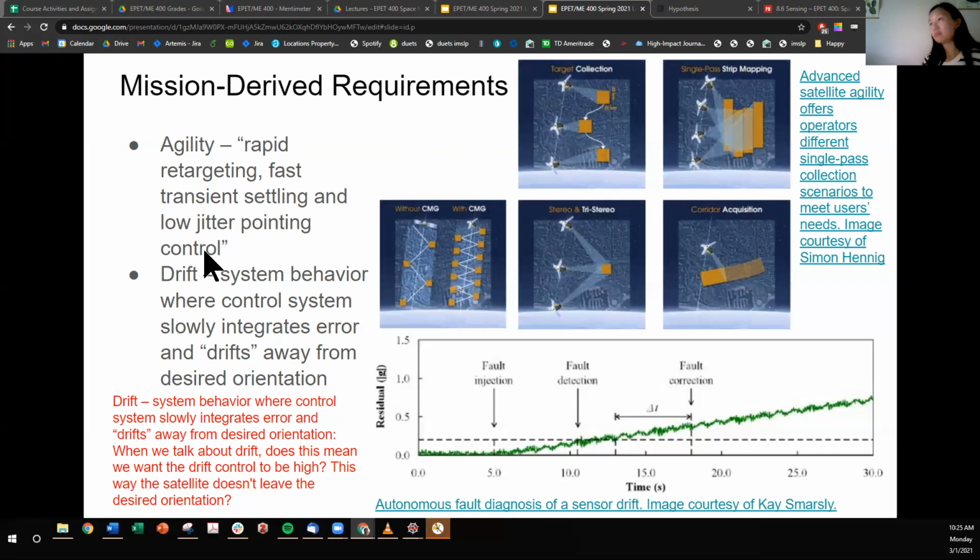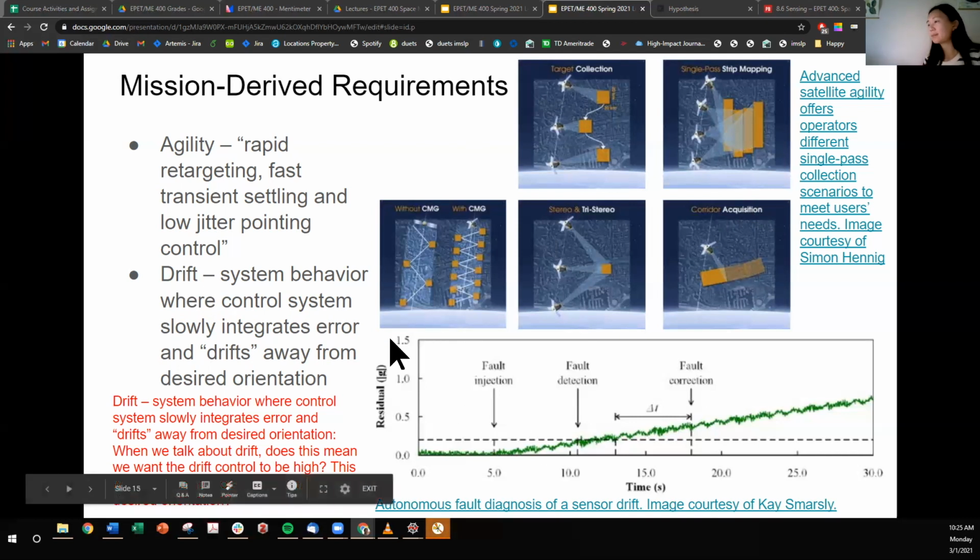Now, what is drift? Drift is a system behavior where control system slowly integrates error and drifts away from desired orientation. Drift can also be an accumulation of sensor error. So here is just a generic depiction of drift where residual is some error. And at the beginning, your error can be 0, but let's take the example of an IMU.